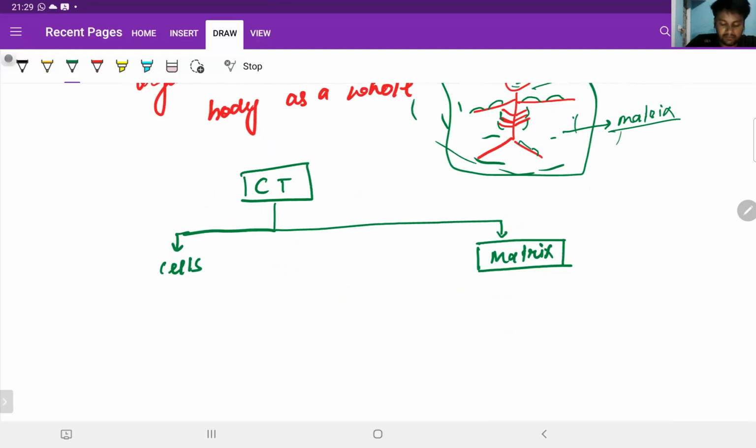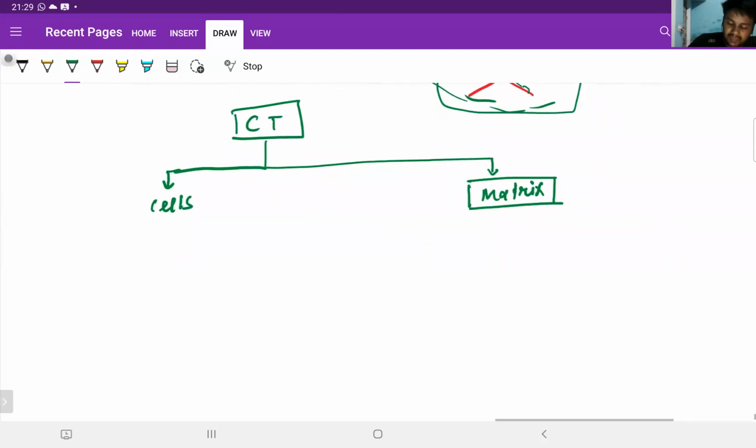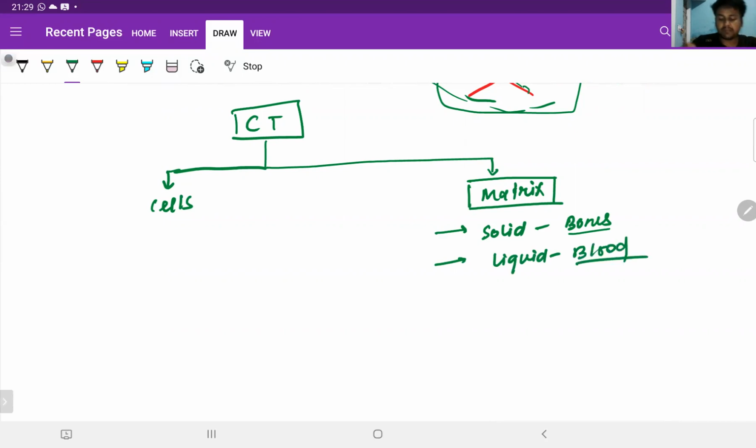Similarly it goes with the connective tissue as well, right? There will be cells and there will be matrix, and this matrix, या कह सकते हो सेल का घर जो है जहाँ पे सेल्स रहते हैं, this matrix can be solid, right, as in case of bones, or it can be liquid as in case of blood, right? So these are some of the examples that are given in your NCERT regarding the matrix, whether it can be solid or liquid.